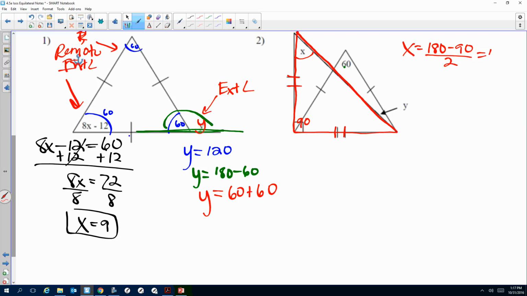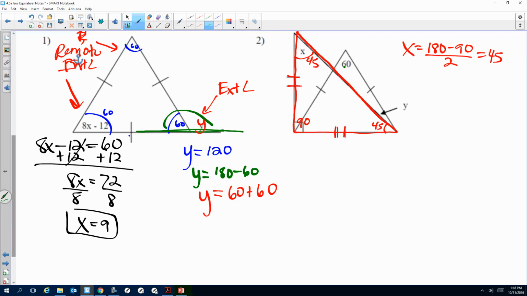Then divided by 2. Yep. So x is 45. Okay. So I'm going to go ahead and put 45, and I'm also going to put 45 here to show my two base angles that are 45. I'm going to go ahead and label the 45. All right, now we need to get to y.